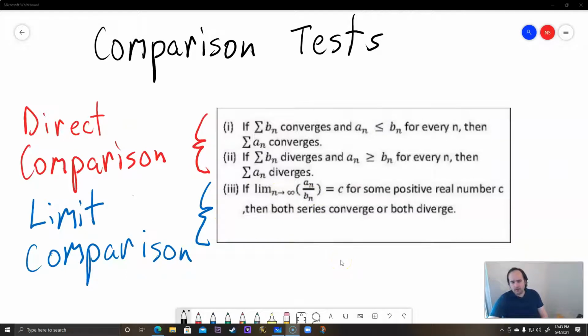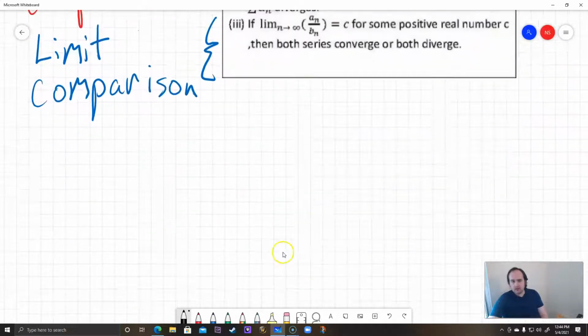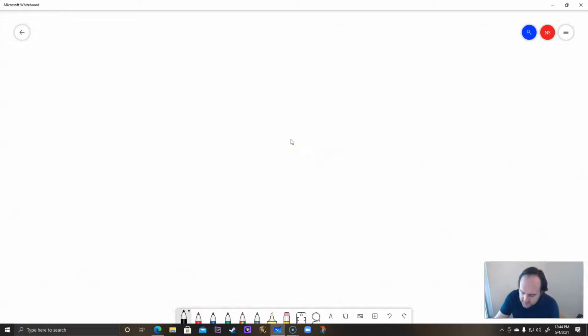Okay? Alright, so we're going to be starting with the direct comparison test, so that hopefully we can see each of these two cases. And then later on we'll do an example of the limit comparison test. Okay, so let's jump into an example.